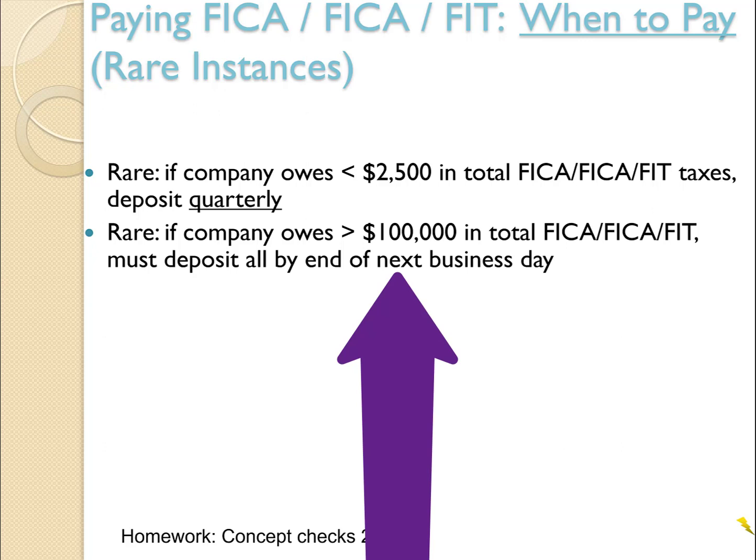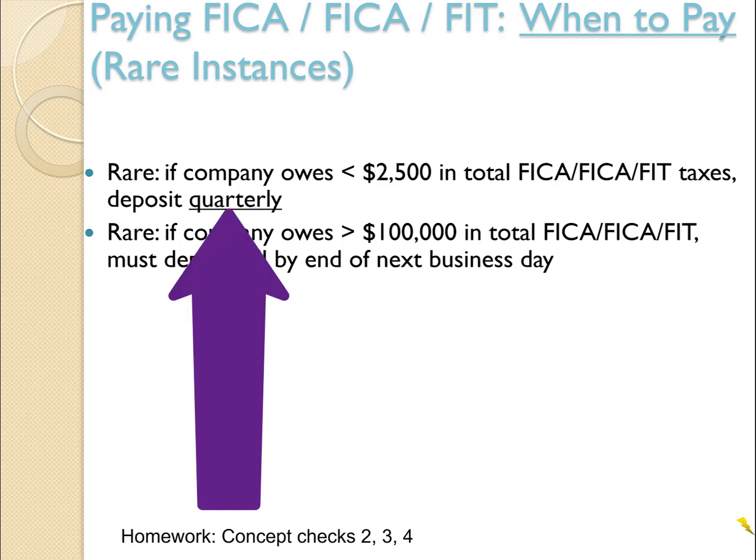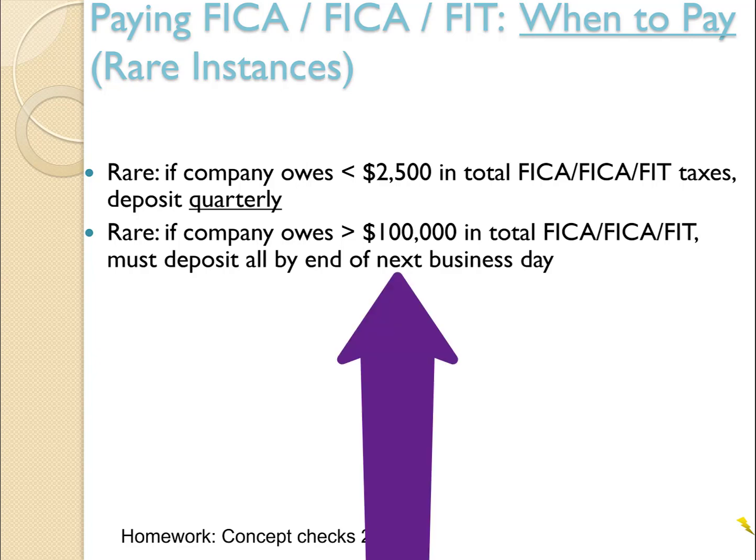So this touches on that general rule. The more that you owe, the more frequently they want you to pay. So if you have a little bit, like less than $2,500, they'll let you pay quarterly. But if you have a lot, like over $100,000, they want it the next business day.